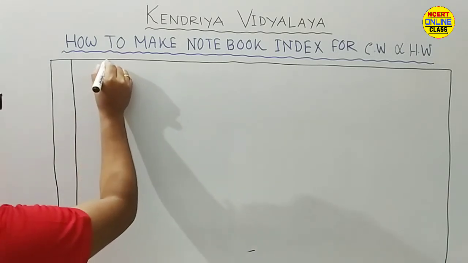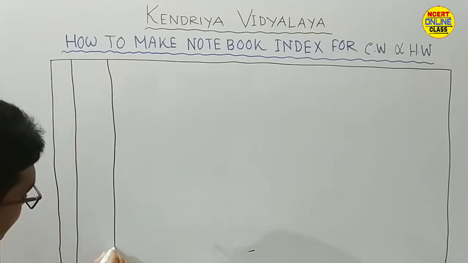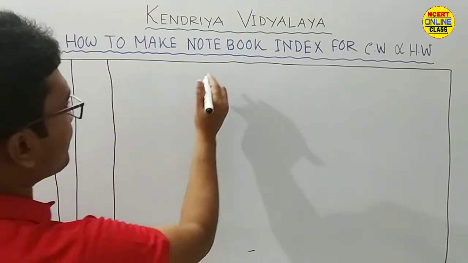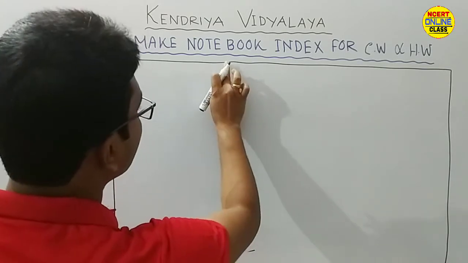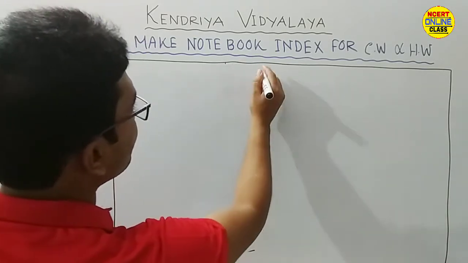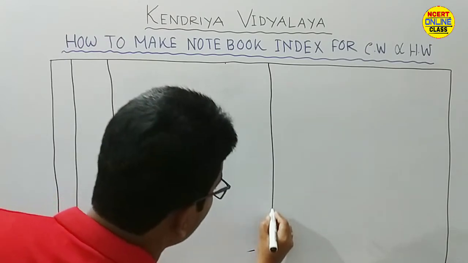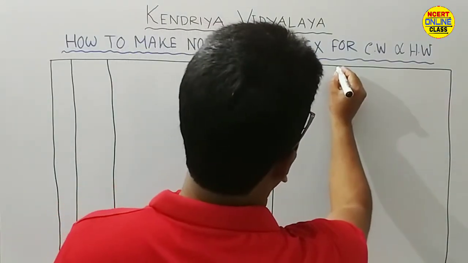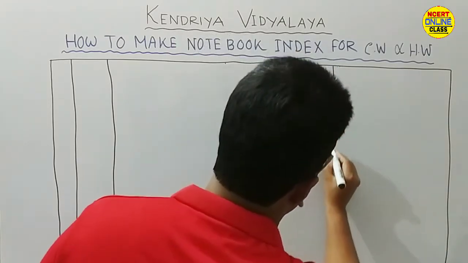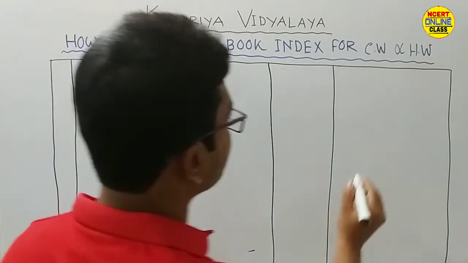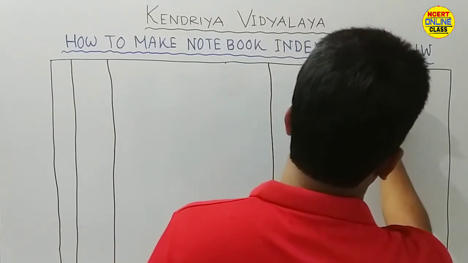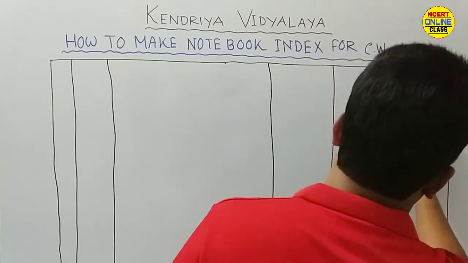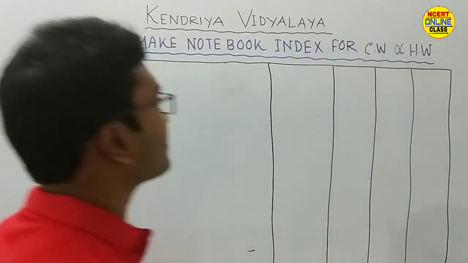then for date make another column. Then this is for topic, so you need to make this one something big. Make this one big because you need to write the topic. Then competency, then grade, and here are 2 columns.